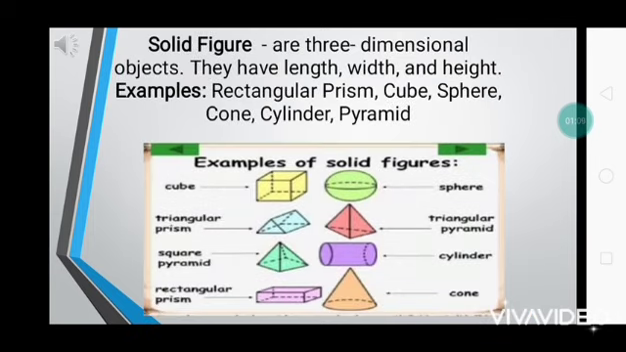Fourth, solid figure. Solid figures are three-dimensional objects. They have length, width, and height. Examples are rectangular prism, cube, sphere, cone, cylinder, pyramid. So, you can see in the picture below, those are examples of solid figures.